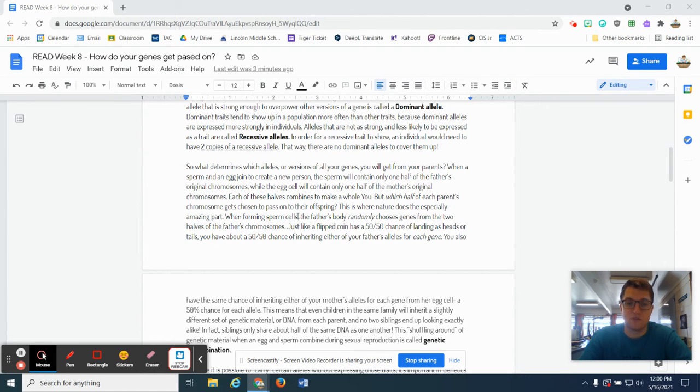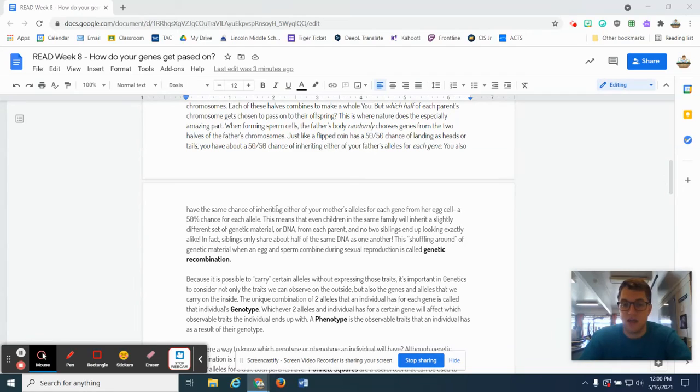When forming sperm cells, the father's body randomly chooses genes from the two halves of the father's chromosome. Just like a flipped coin has a 50-50 chance of landing heads or tails, you have about a 50-50 chance of inheriting either of your father's alleles of each gene. You also have the same chance of inheriting either of your mother's alleles for each gene from her egg cell, a 50% chance of each allele.